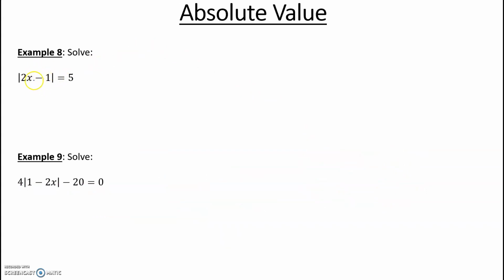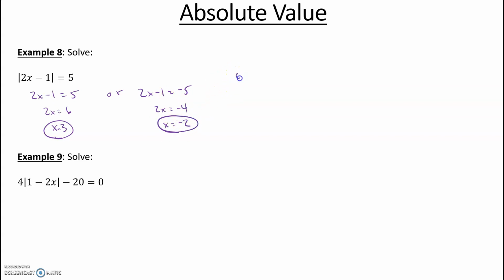Absolute values. Remember, this could be a 5 or a negative 5, because the absolute value of 5 is 5, and the absolute value of negative 5 is 5. So we know 2x minus 1 can equal 5, or we know 2x minus 1 can equal negative 5. So those are what we're working with. Add 1 to both sides, and divide by 2. So there's one of my answers. And then add 1 to both sides, and divide by 2. There's my other answer.